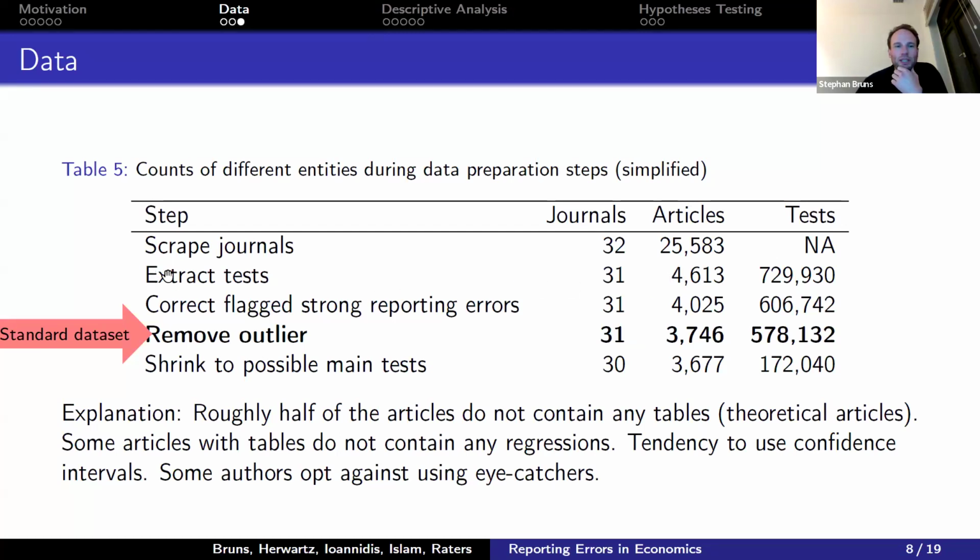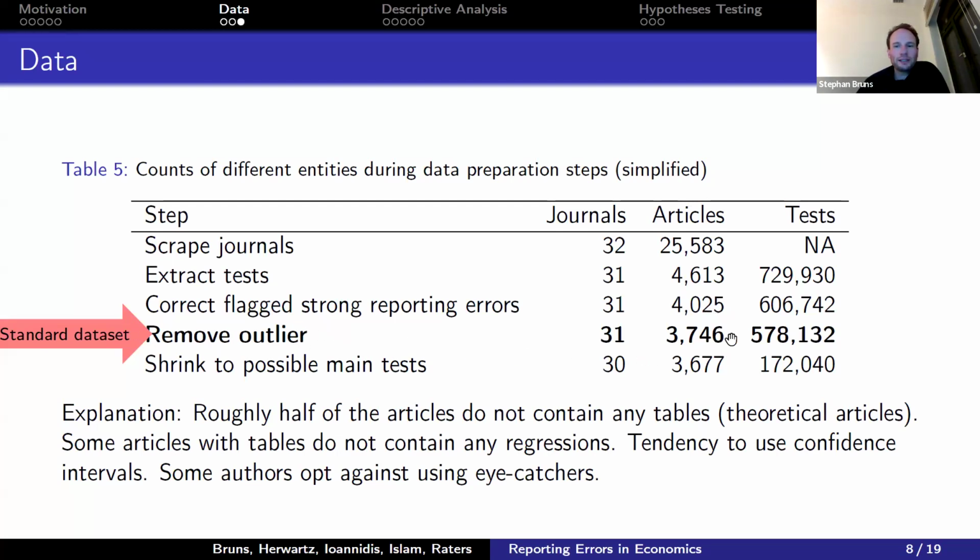And then we extracted tests. But as I said, DORIS has a false discovery rate of 1%, which is nice. But for reporting errors, it's a problem because reporting errors themselves are a rare event. So we checked all of these tests manually, which was a major task to do, and corrected them. And then we came up with this data set here with roughly 4,000 tests. And then we removed some outliers.